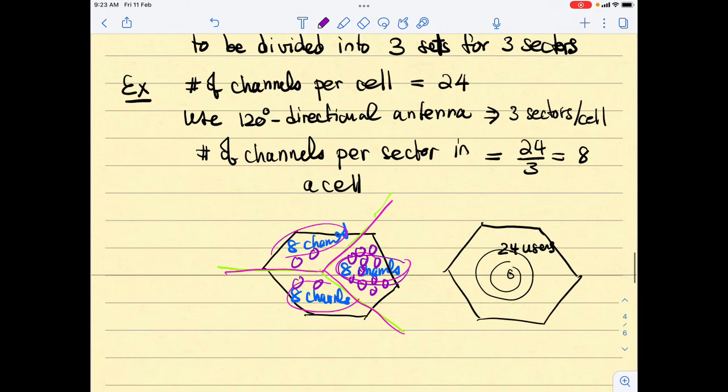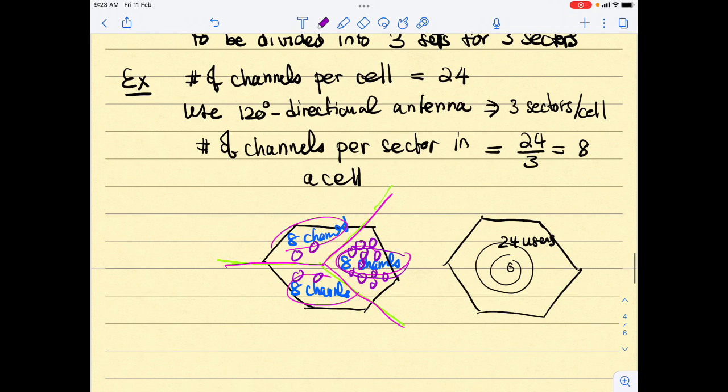This is different from if we don't do any sectoring. So we have 24 channels and we can support all 24 users, doesn't matter in which direction they are, because we use an omnidirectional antenna. Okay, so that's a con in terms of this sectoring.